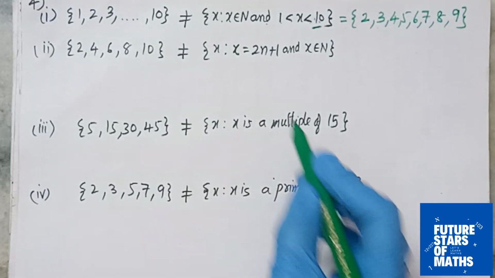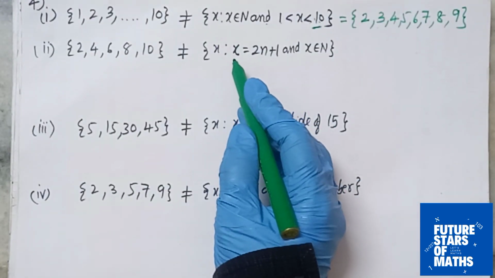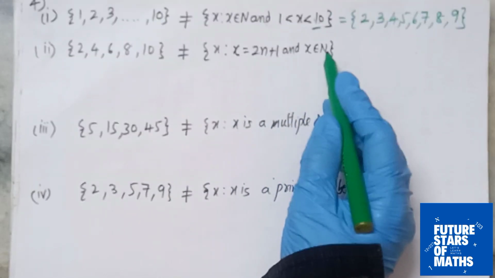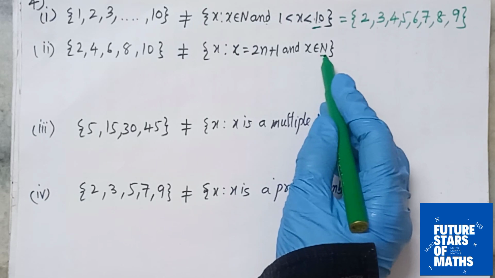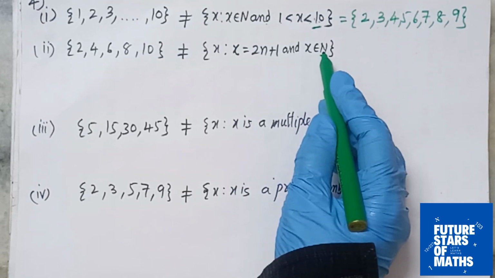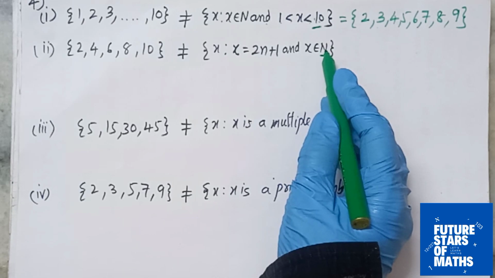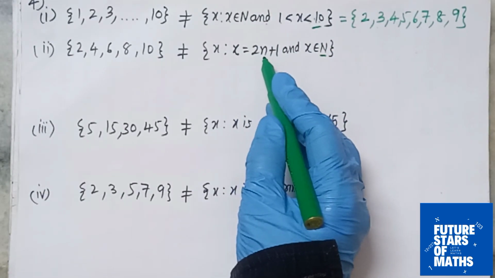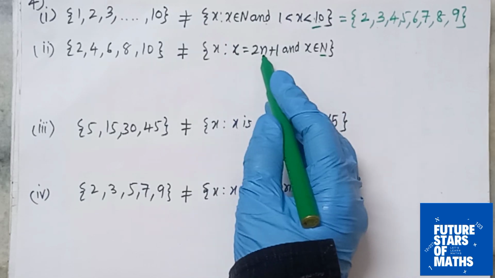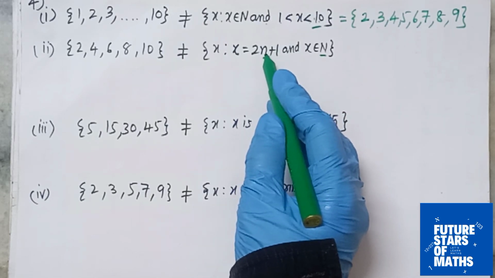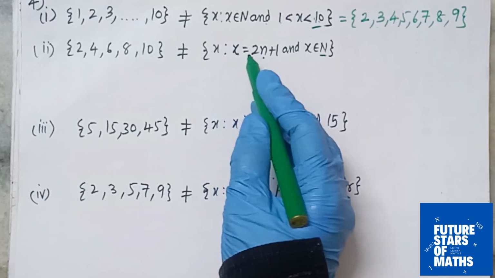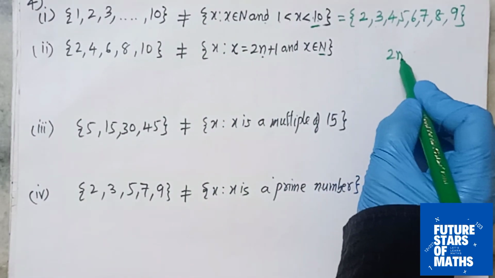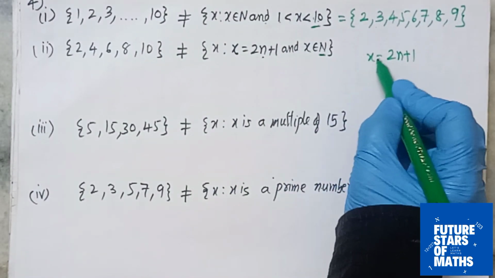Okay. Now the next set is x such that x equal to 2n plus 1 and x belongs to N. Here what does it mean? That is, we have to substitute the value of n as natural numbers. So natural numbers start from 1. We have to substitute natural numbers here, 1, 2, 3, and find the value of x. Okay. So from 1 we will start and see. So x equal to 2n plus 1 is given.